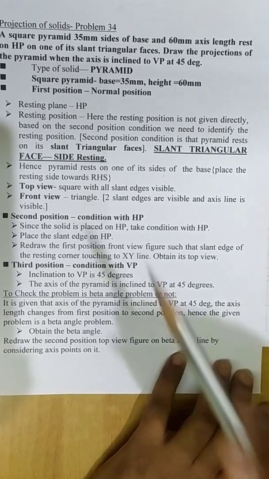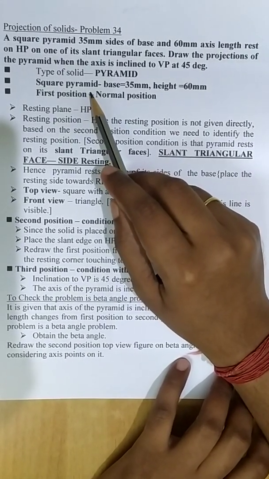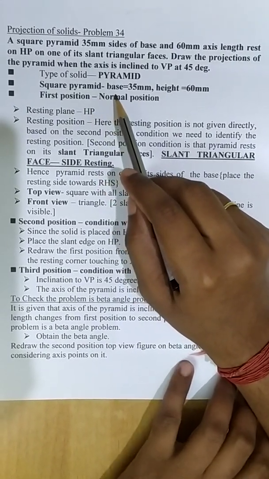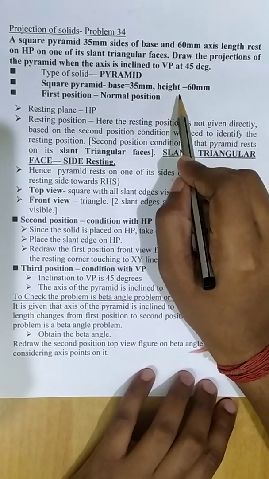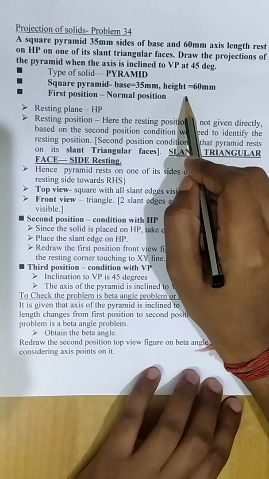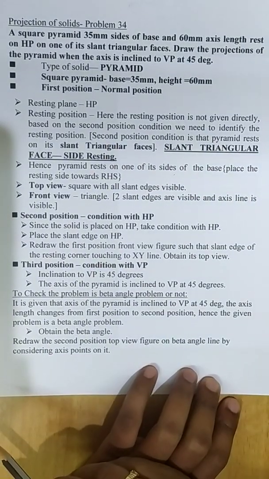It is a square pyramid that they have given here, which means the base of the pyramid is a square. What is the size of the base? The base is 35 mm, the size of the square. And the height he has given, which is nothing but the axis length of the pyramid, is 60 mm. Now let us start doing the problem.